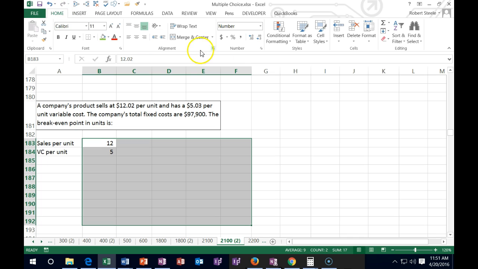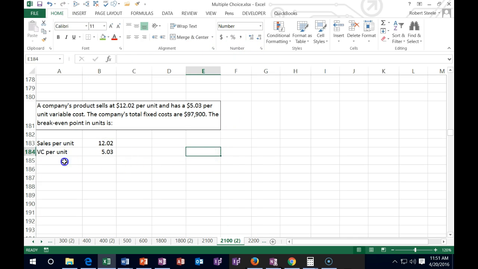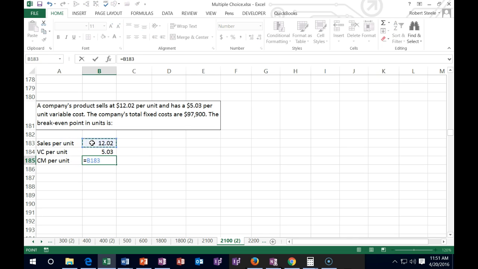I'm going to go to the home tab, go to the numbers, and add some decimals. So that means we've got the contribution margin per unit. Contribution margin per unit is going to be: we sell them all for $12.02, and they cost $5.03. Therefore, we're walking away after variable costs with $6.99 per unit that we sell.